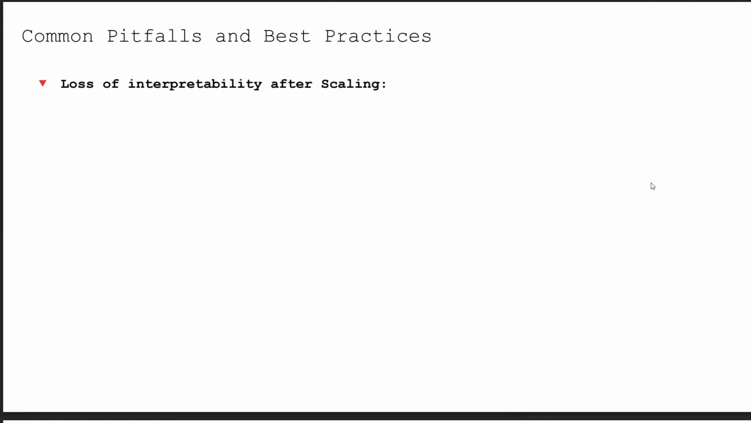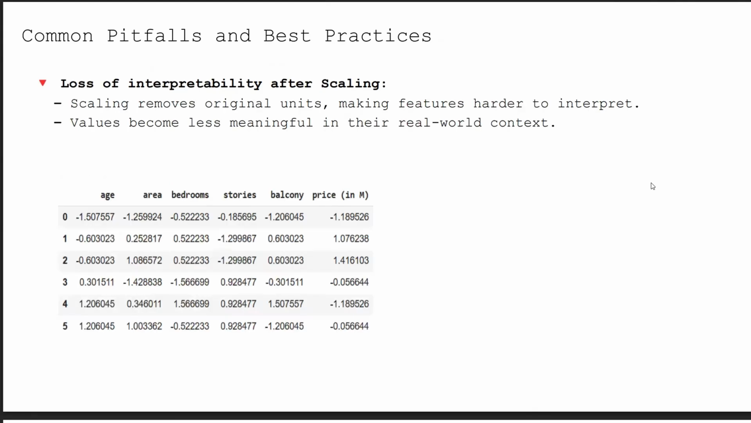And one more pitfall is the loss of interpretation. When we do the scaling for the example that we had before, if we look at the values of age after this transformation, it comes out to be negative. The area is also negative. Bedrooms, all of them are also negative.